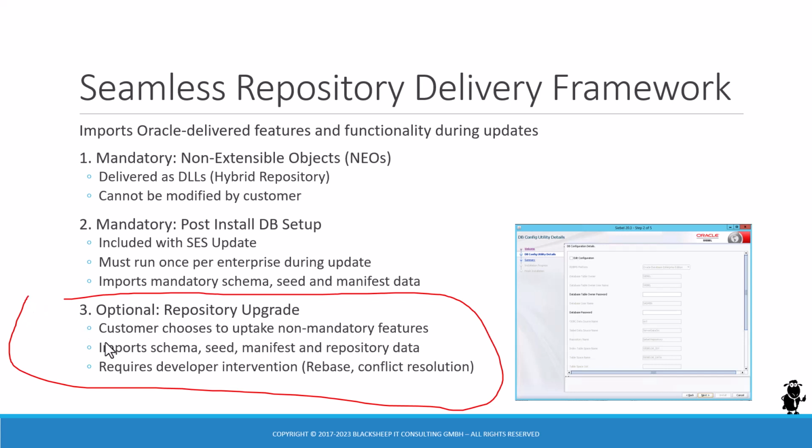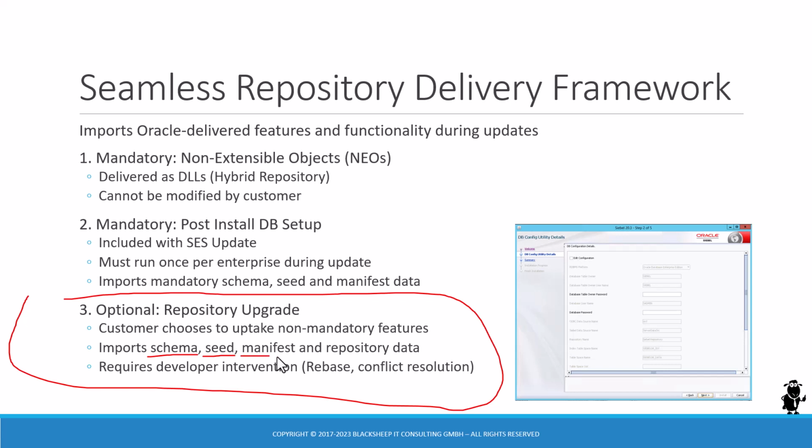It's important to understand that the repository upgrade, despite the name repository, also imports schema changes, that is changes to tables and columns and indexes, that is new columns, new indexes, updated columns. It also imports seed data, that is mostly list of values, but sometimes system preferences or any administrative data that is either workspace managed, like list of values, or not workspace managed, like system preferences.